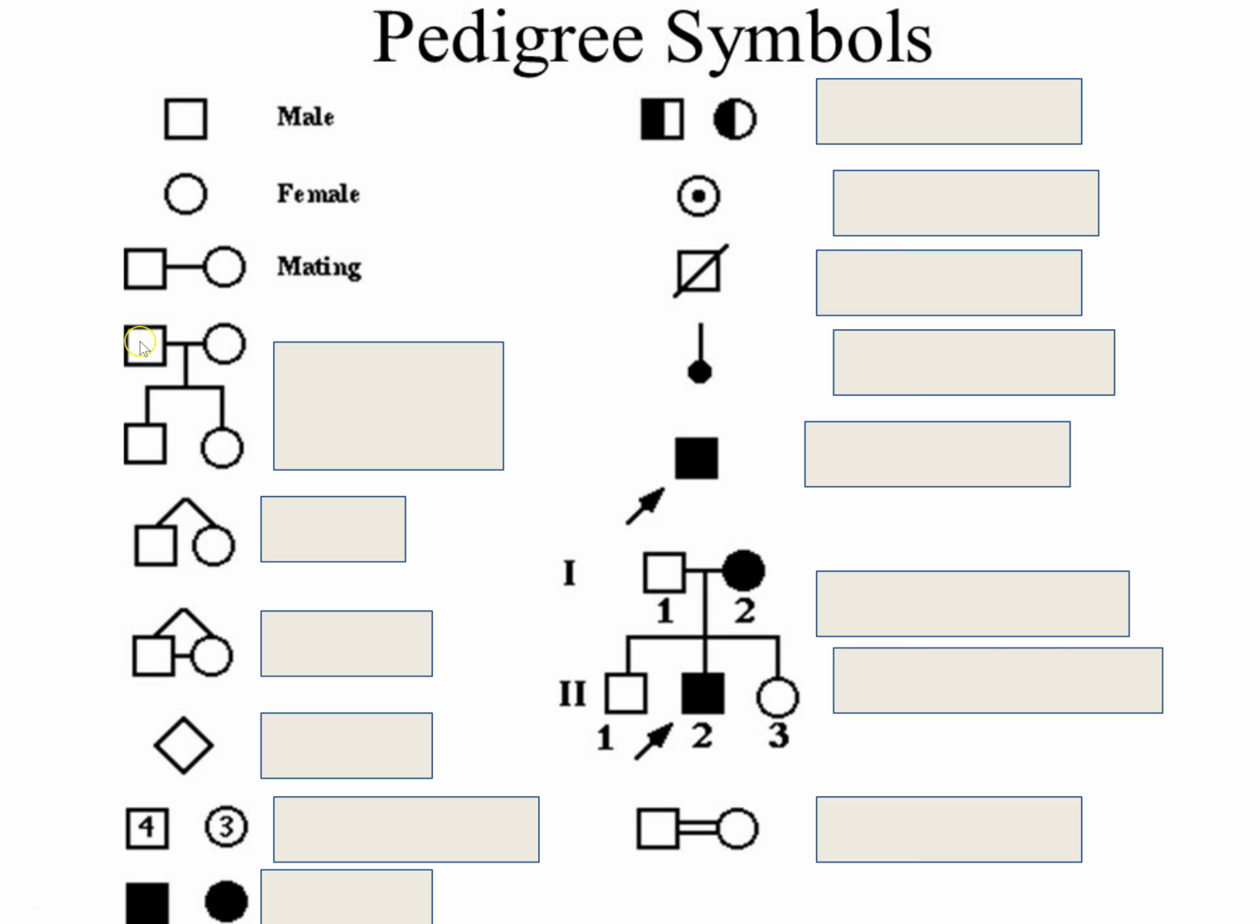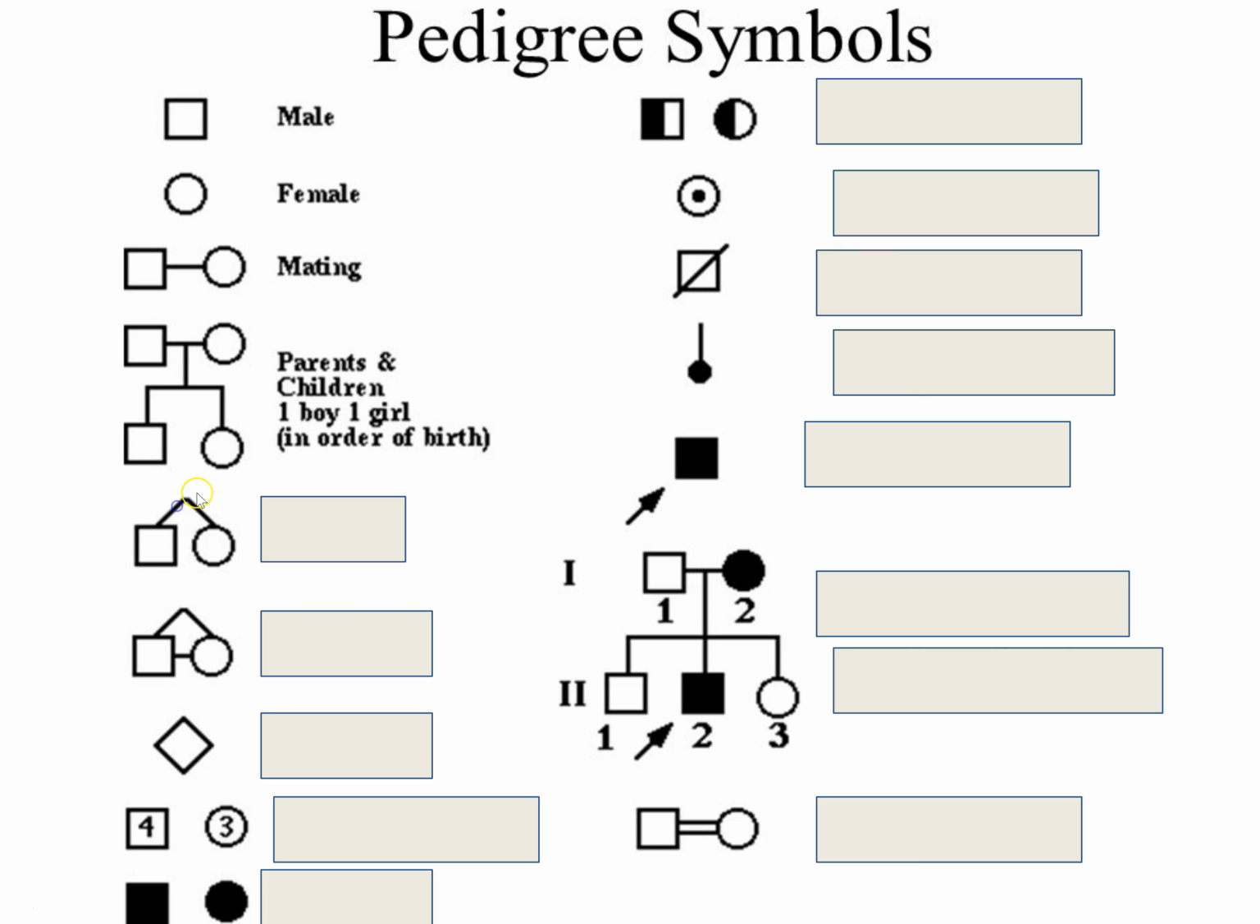Okay, then this one right here, this is parents with children. So the line going down means that you've had children. These have had two children, one boy and one girl. And you put them in birth order. So the boy was born first and then the girl.